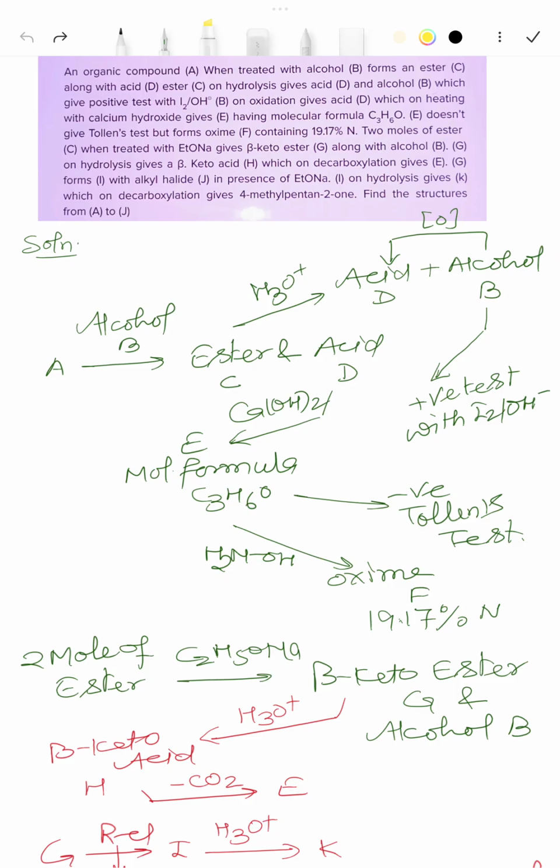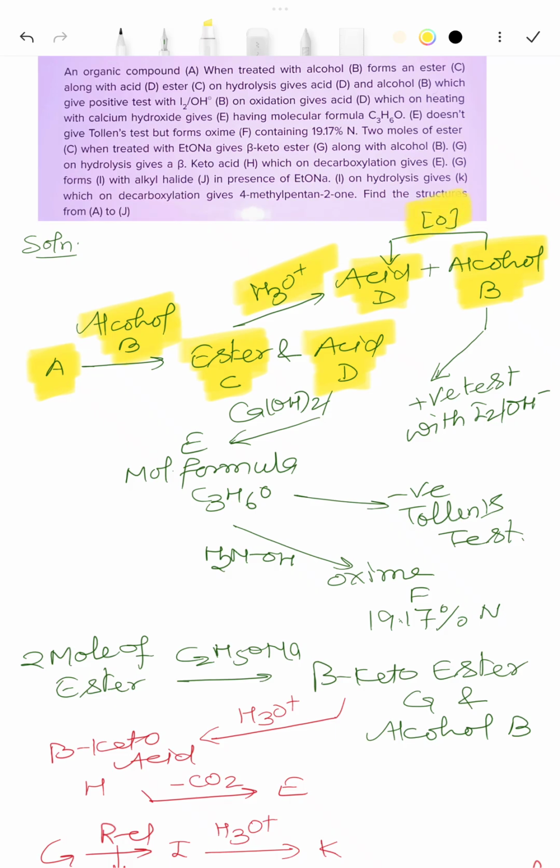So an organic compound A, this is an organic compound. This reacts with the alcohol to form the ester and acid D. Okay. When this ester is hydrolyzed, then acid will form and the alcohol will form. Obviously, hydrolysis of ester gives alcohol and acid. And this alcohol, when oxidized again, then the same acid will be obtained.